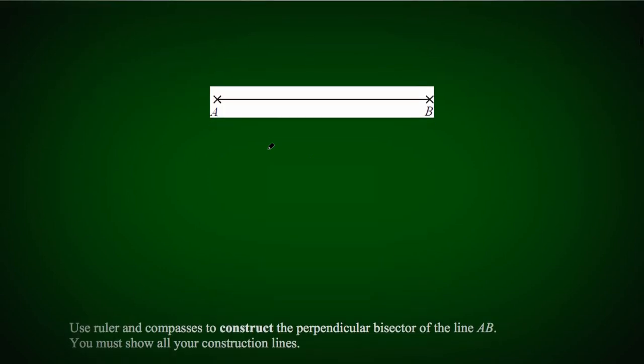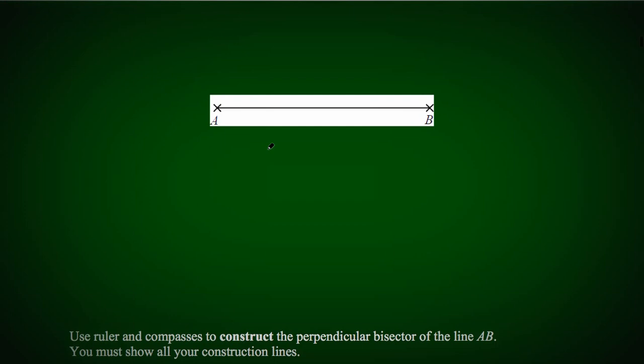Question 2. Use ruler and compasses to construct the perpendicular bisector of the line AB. You must show all your construction lines. I obviously need to have a pair of compasses, which I can't do very well on this setup that I've got. But the principle would be to put the compass point here, make sure the pencil goes more than halfway across, and then draw an arc with the compass point at A, move the compass points to B, and draw the same arc, same distance from the other end, and then connect the points where your arcs cross.